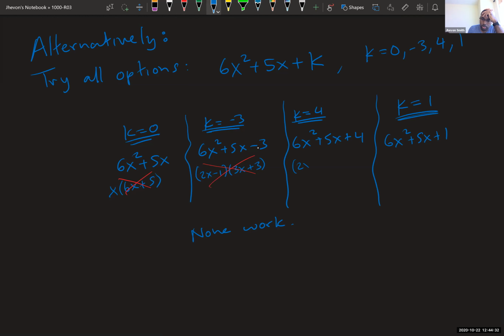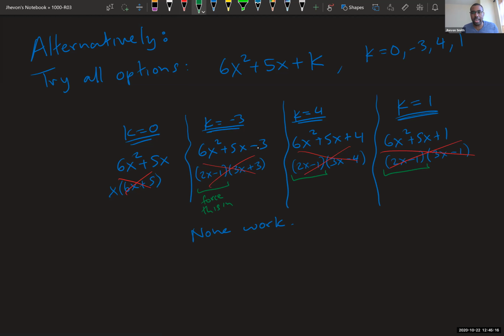Here, if I force one of the factors to be 2x minus 1, this would have to be 3x minus 4, right? And that's not going to work. That would make the middle term negative. And here, if I tried to force this, this would make this 3x minus 1. And that's not going to work. That would give a middle term of this. So if I tried to force this in, the remaining factor would kill the fact that the middle term has to be 5.